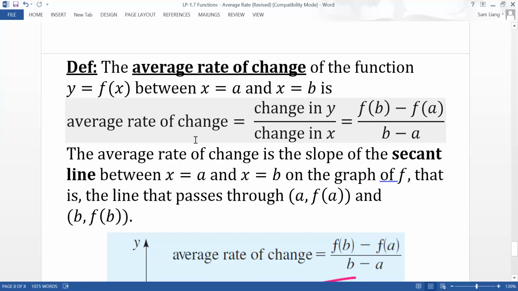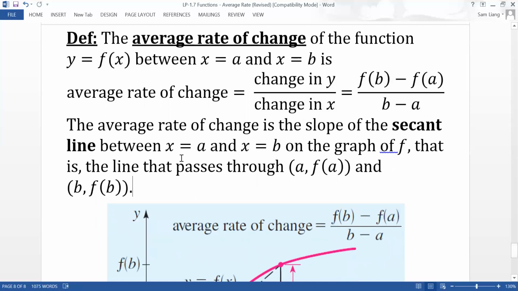All right, back to the definition. The average rate of change is the slope of a secant line between x equals a and x equals b on the graph of f. That is the line that passes through (a, f of a) and (b, f of b). Okay, so I'm going to show you what this all means. This has to do with the diagram below. I'll copy this definition first, and then I'll explain the diagram. So if you need to copy this, please pause the video here.